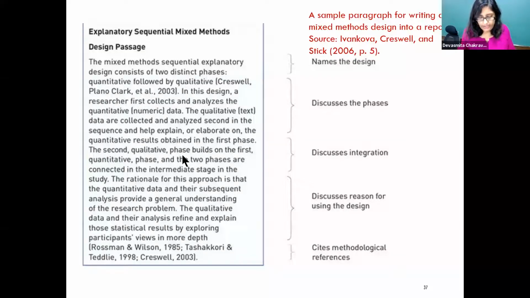The second qualitative phase builds on the first quantitative phase, and the two phases are connected in the intermediate stage in the study. That intermediate stage is where the mixing is happening. The rationale for this approach is that the quant data and their subsequent analysis provide a general understanding of the research problem.